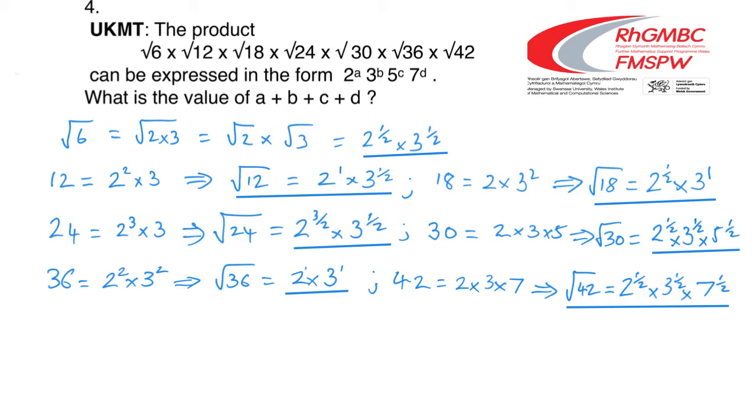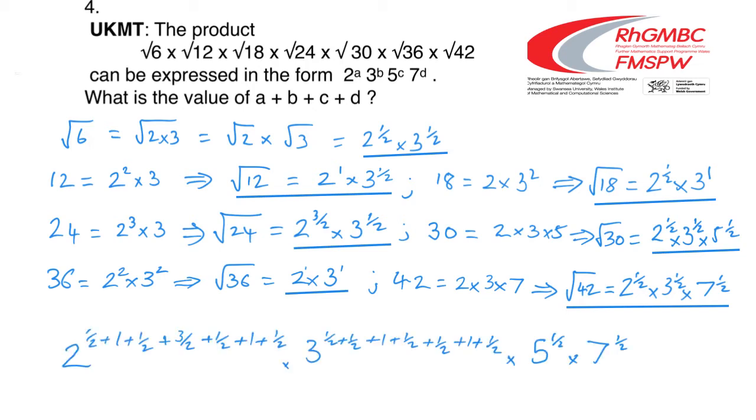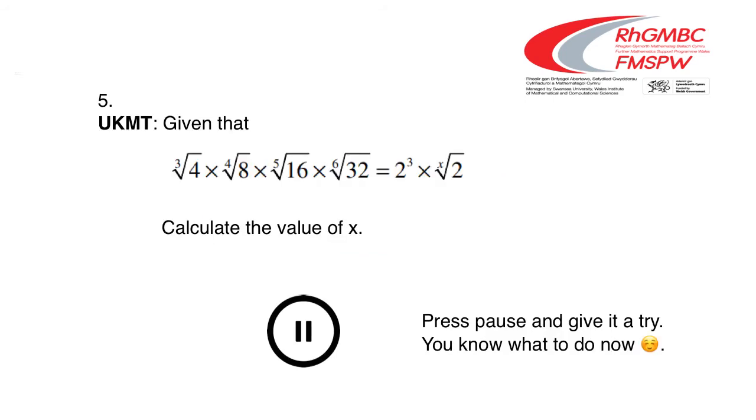Combining all of these results into a single product and using the additive rule for the multiplication of indices, we get, and when we simplify this, we get, and so the sum of A plus B plus C plus D is 11 as shown. Once again, press pause when you are ready and give it a try.